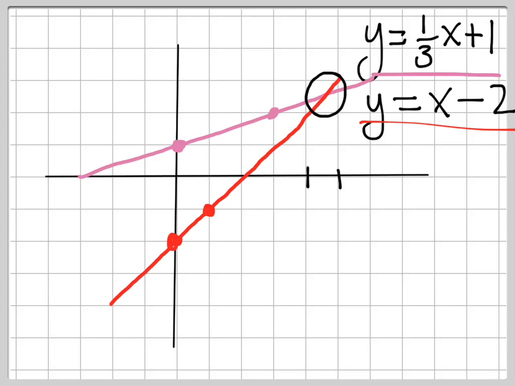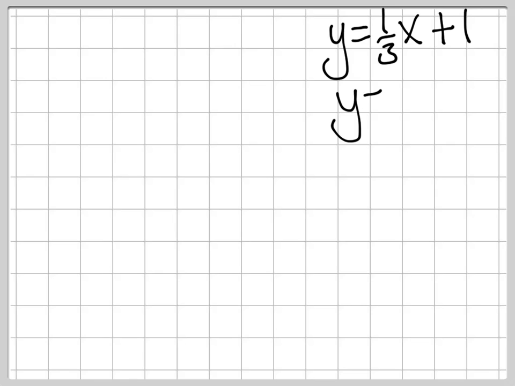Well, graphically speaking, we can do no better than guessing. So what we need is a much better way of thinking about this. That won't happen until the next chapter. Let's do one more that will work. Let's again graph y equals 1/3 x plus 1, but instead of graphing y equals x minus 2, let's graph y equals x minus 1. See what happens then.